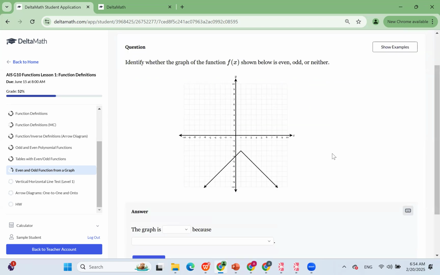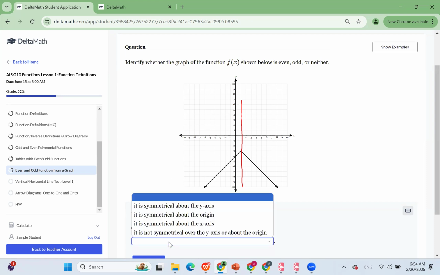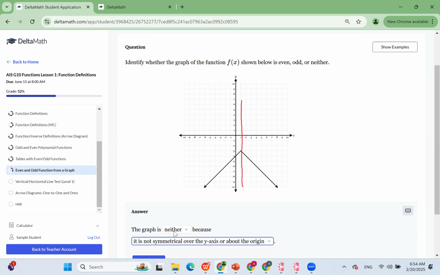So watch out because this graph, for example, is symmetrical about this middle line here, but this is not the y-axis and it's not the origin. So this graph is neither even nor odd because it is not symmetrical over the y-axis or about the origin.